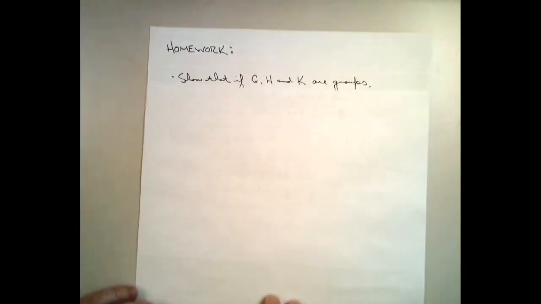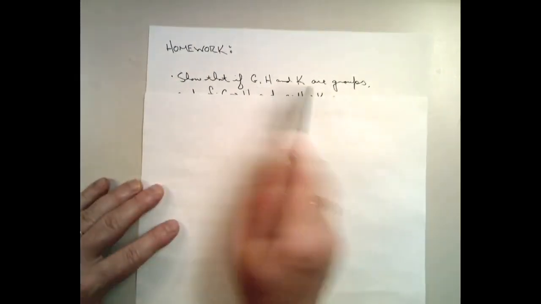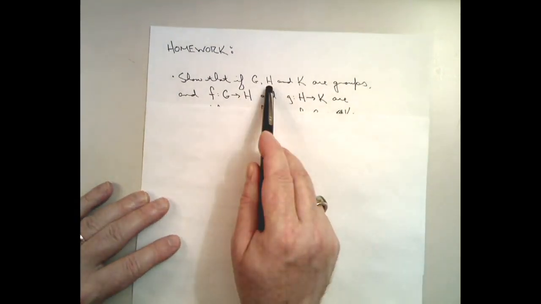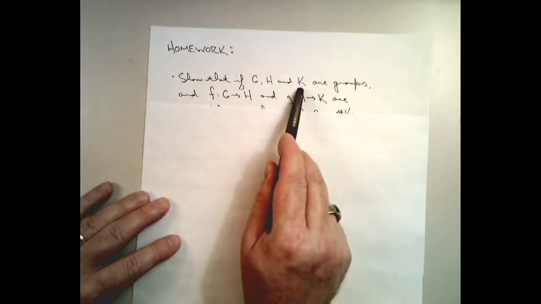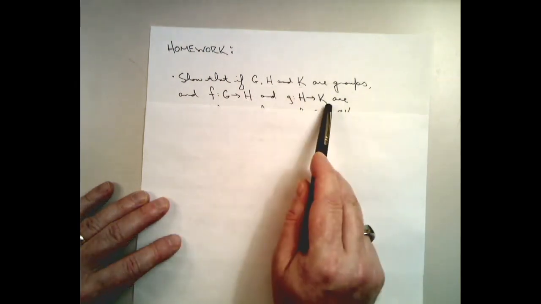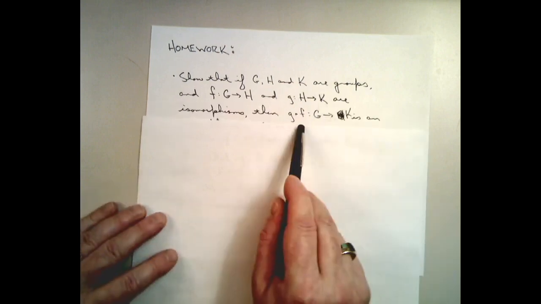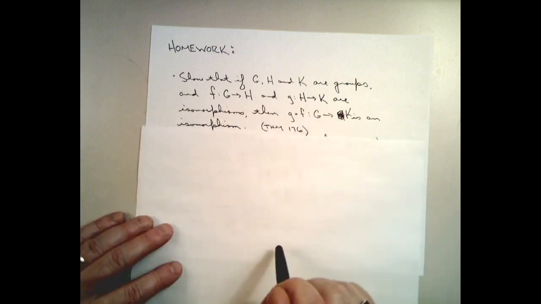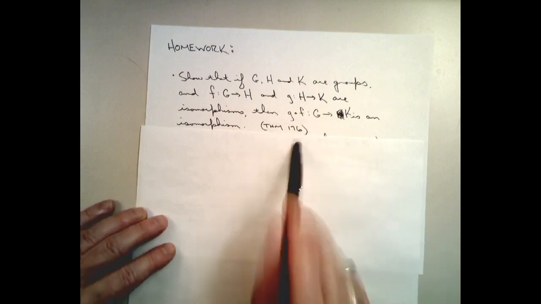I have a couple of things I'd like you to do for homework. First of all, I want you to show that if you have three groups, we'll call them G, H, and K, and G and H are isomorphic, so there's an isomorphism between G and H, and H and K are isomorphic, so there's an isomorphism between H and K, that the composition, G of F, turns out to be an isomorphism from G to K. Now that appears as Theorem 176 in your notes. I'd like you to prove that.